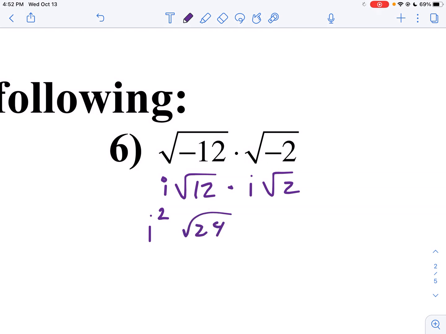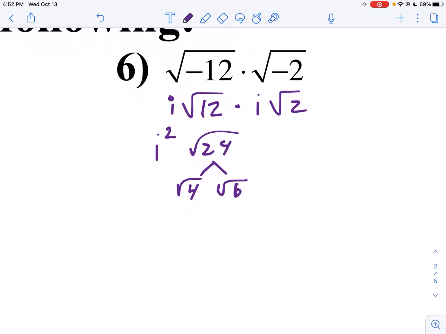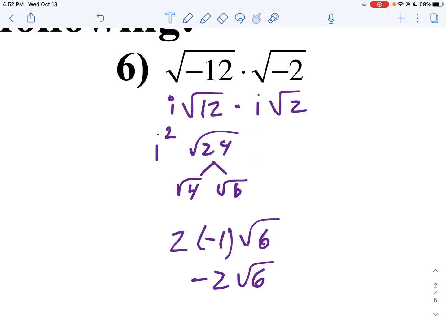Well, let's break the square root of 24 down. That's the square root of 4 times the square root of 6. So the square root of 4 is 2. And i squared is negative 1, and then times the square root of 6. So we get negative 2 square root of 6. So the square root of negative 12 times the square root of negative 2 is negative 2 square roots of 6.